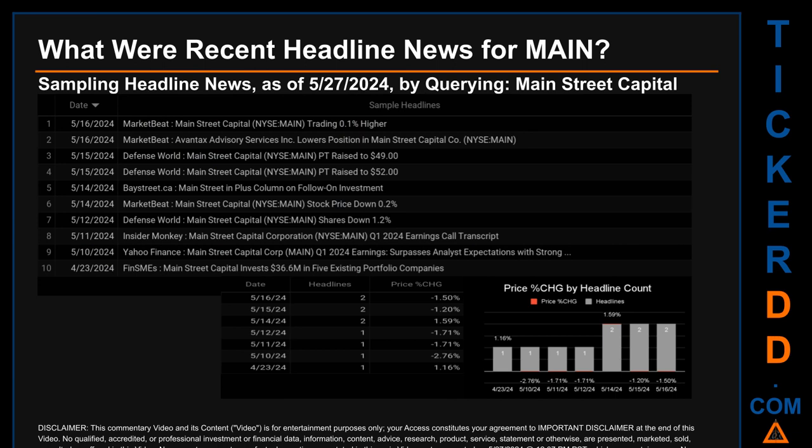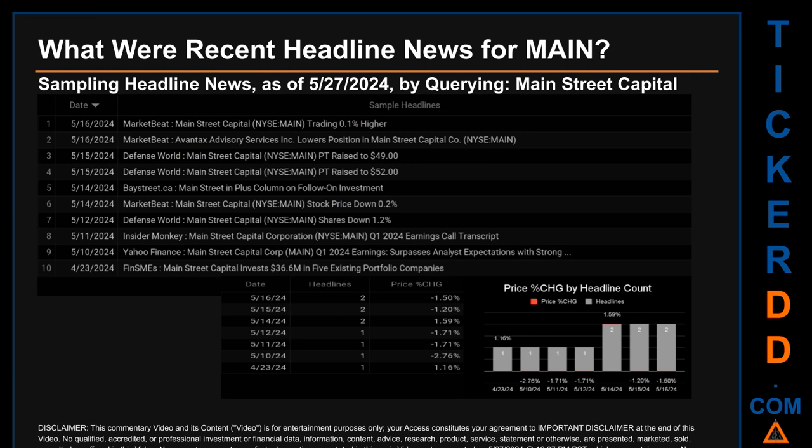What were recent headline news for MAIN? Today, Monday, May 27, 2024, I sampled one of our news aggregators for latest headlines for this ticker. I did so by searching specifically by a keyword that may appear, broadly, in the title or the body of discoverable news articles. The results show 10 unique headlines, published across 7 unique dates. Publication dates span 23 days.